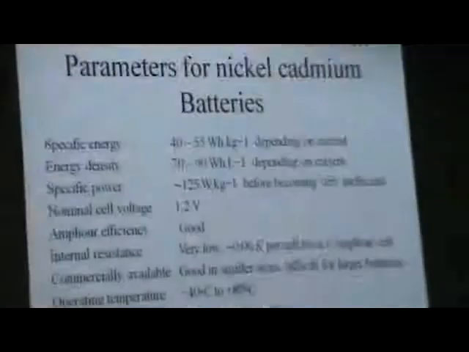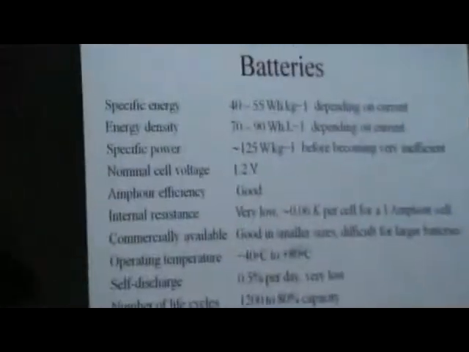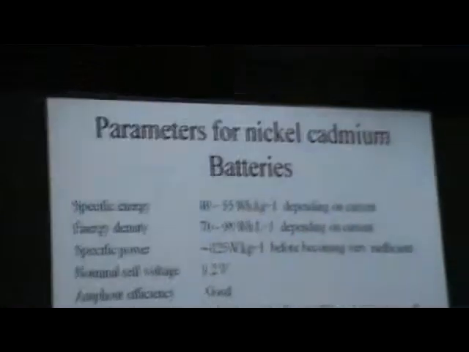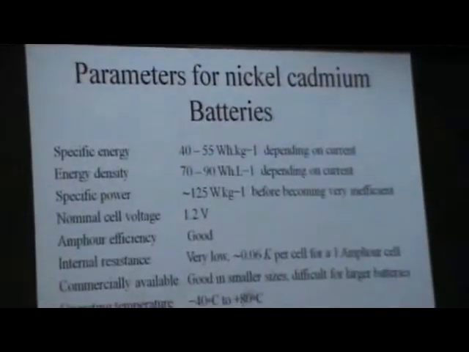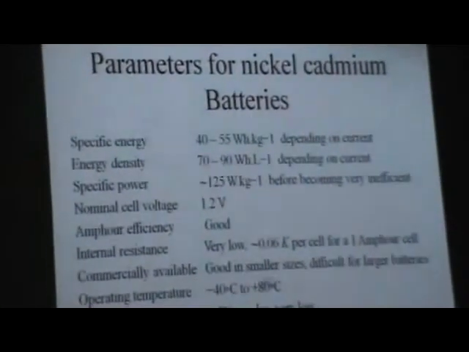Now for the nickel cadmium battery, our internal resistance is 0.06. The previous one was 0.02, but now we have to maintain 0.06 per cell. The recharge time is also 1 hour. Rapid charge is 60% of the capacity in 20 minutes. The previous one is more than that of the nickel cadmium battery.